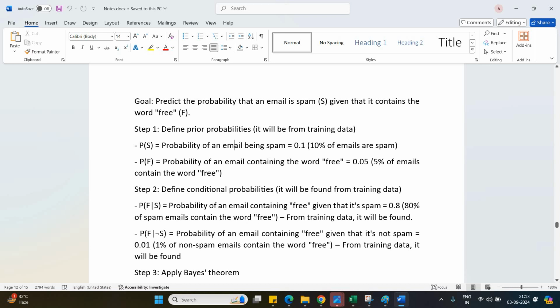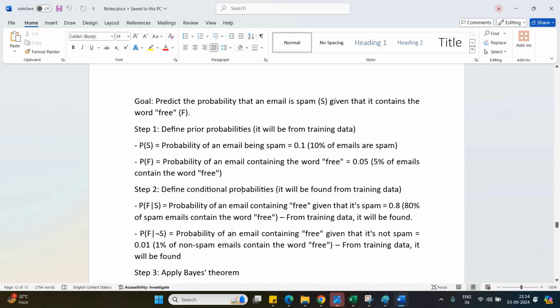The first step is that we have to define the prior probabilities. Suppose the probability of a mail being spam is 0.1, so 10% of the emails are spam. Sorry, the first one was without considering the word free, just whether a normal mail is a spam mail or not. The probability of that is 10%, and now the probability of an email containing the word free is 0.05.